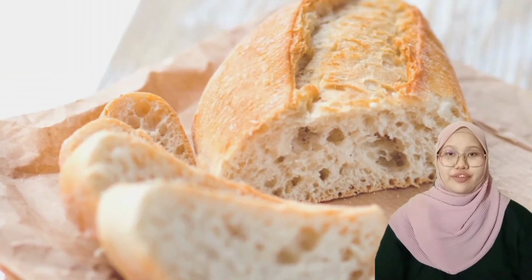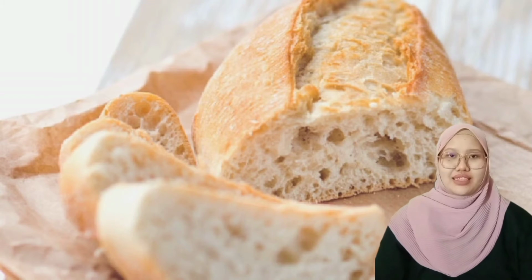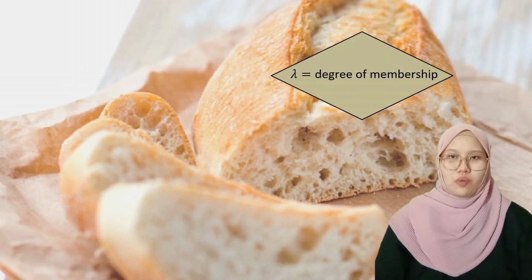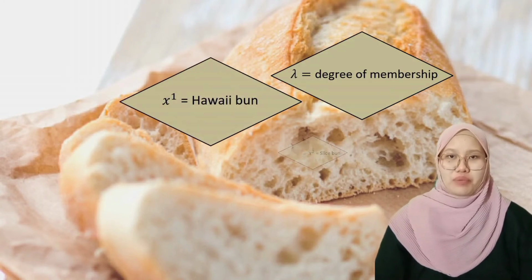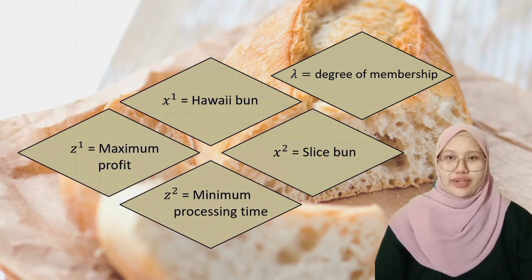Here are the variables used to accomplish all my calculations in the methodology part. First, lambda was denoted as the degree of membership for each objective function. Second, x1 is for Hawaii bun and x2 is for slice bun. Lastly, z1 is the maximum profit for bun produced and z2 is the minimum processing time of bun.